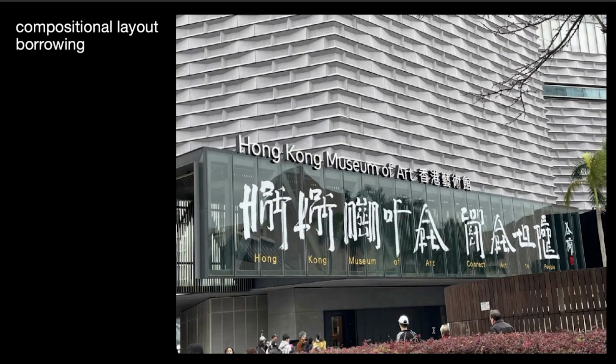This example is sent by a professor who's teaching in Hong Kong, and she sent me this title, Hong Kong Museum of Art. I believe many of you know Xu Bing, and he has customized for them a title, Hong Kong Museum of Art Connect Art to People. You can actually read each letter in the characters, H, O, N, G. So every character here looks like Chinese, but they are built of English letters.